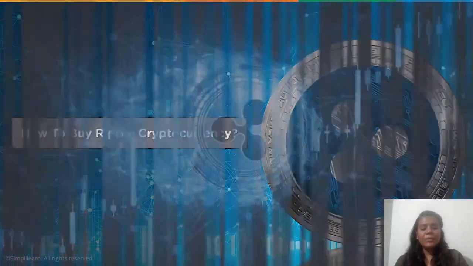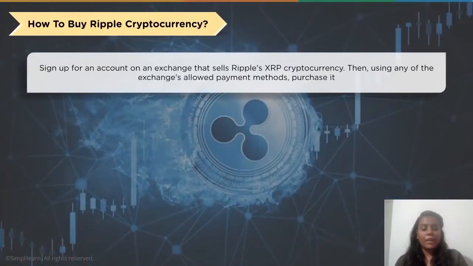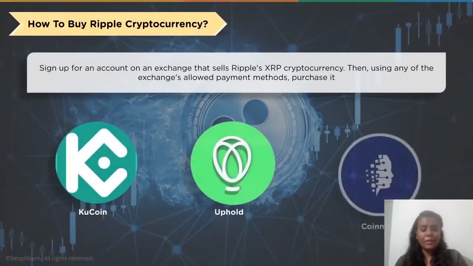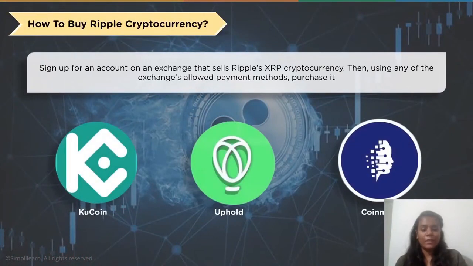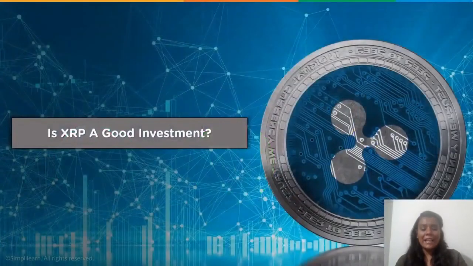So all you need to do is sign up for an account on an exchange that sells Ripple's XRP cryptocurrency. To buy it, use any of the exchange's allowed payment methods. Here are a few places where you can get XRP: KuCoin, Uphold, and CoinMama. Now the question is, is Ripple a good investment?